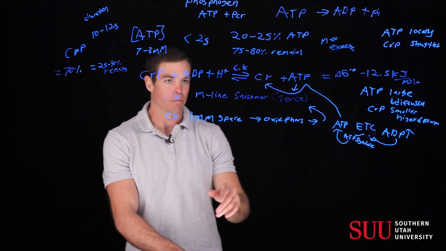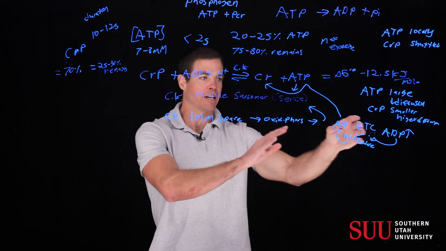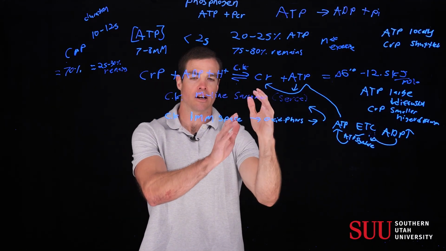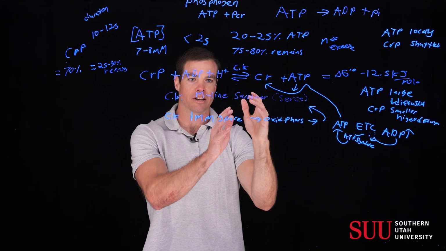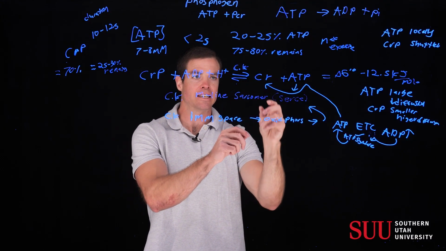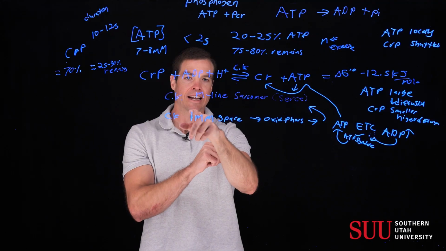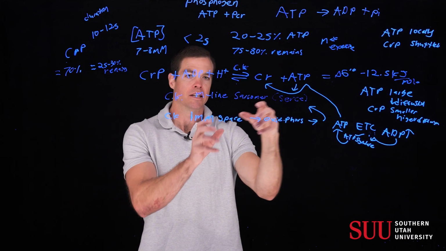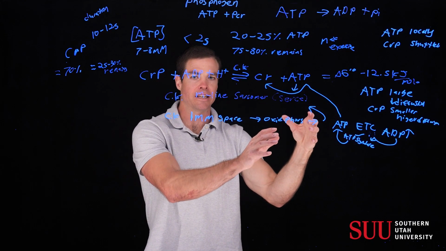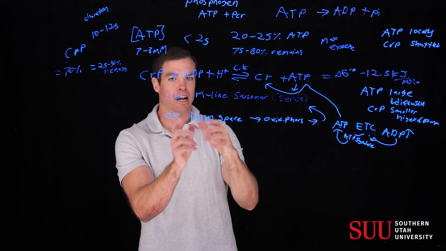So think about what's happening. The ATP comes out of the translocator there at the membrane. Immediately, your creatine kinase here in the inner membrane space takes that ATP and converts it to ADP and creatine phosphate.